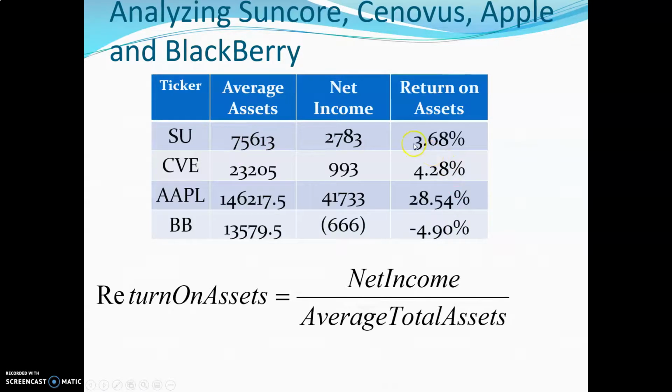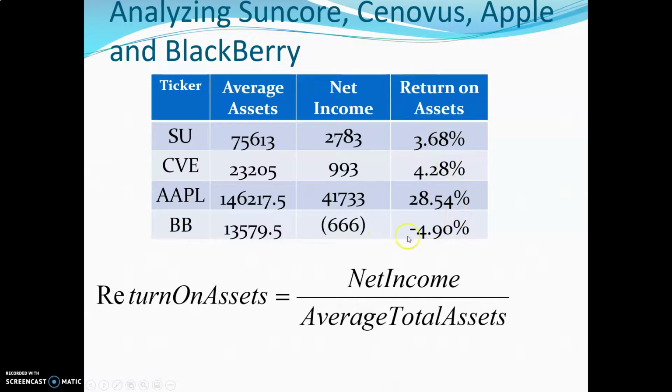So it says that on average, we're getting about 3.68% return from each asset if we're in Suncor, 4.28% return on assets if we're in Synovus. Wow, and look at that, Apple's at 28.54%. So this really is emphasizing that we should only be comparing companies within the same industry.